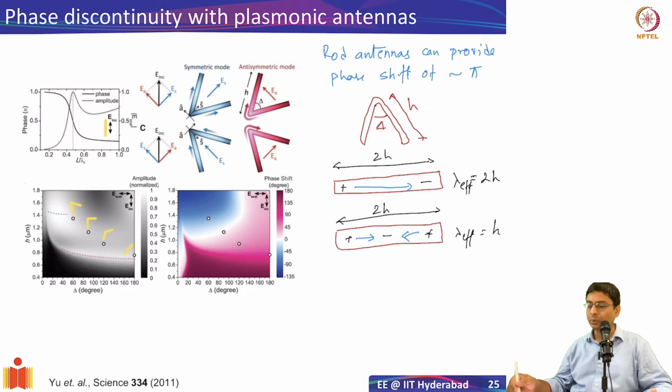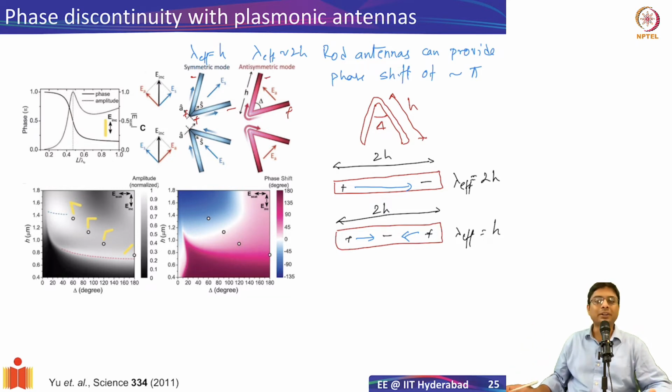So for an anti-symmetric mode, your resonance is going to be roughly 2h, right? Lambda effective is going to be 2h. Whereas for the symmetric, lambda effective is going to be h, only in the length, right? So if I talk in terms of plus and minus, this will be my plus, minus here. Whereas in this case, there is a plus and a minus along the entire length of the antenna. So you have these two modes that are supported.